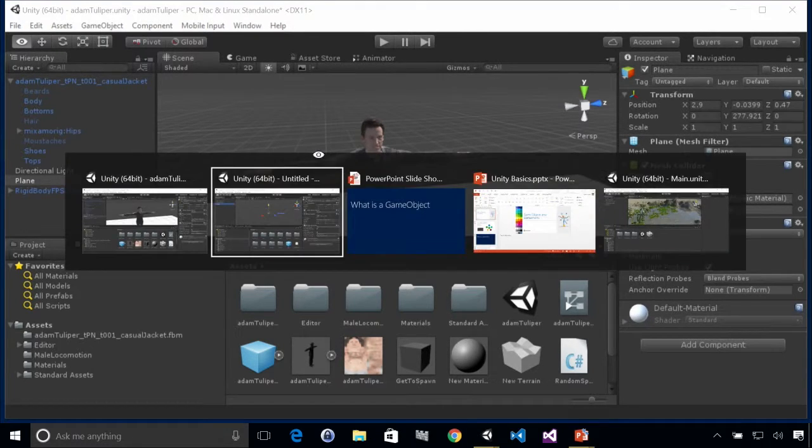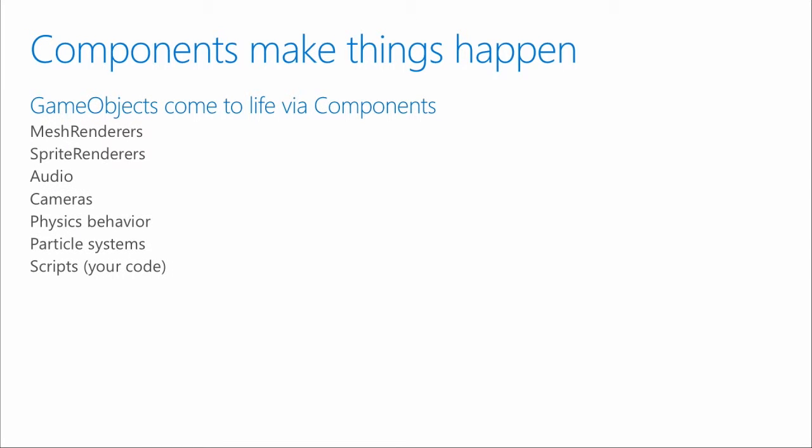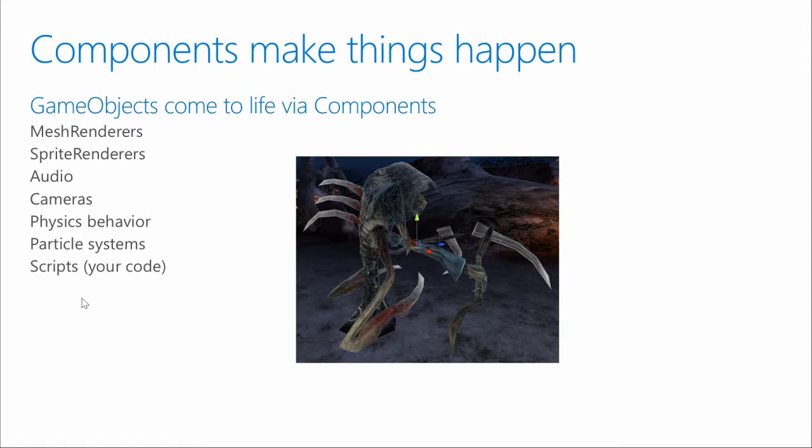Now let's go and talk about the next part of a game object, and that's components. Components make things happen to your game objects. All of your game objects, I like to say, they come to life via components. All of what we just saw, essentially the virtual atom, that's a mesh renderer. A 2D image is a sprite renderer. There's an audio component. In other words, an audio listener can hear something, an audio source can play something. A camera component. These are all just different components on game objects.